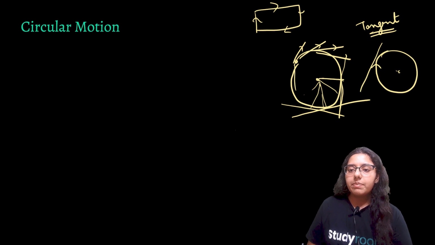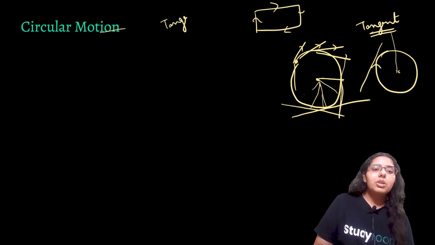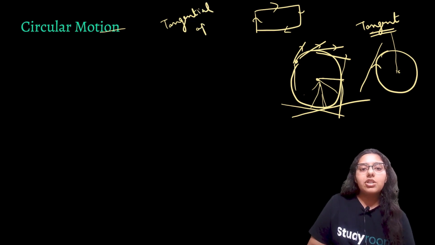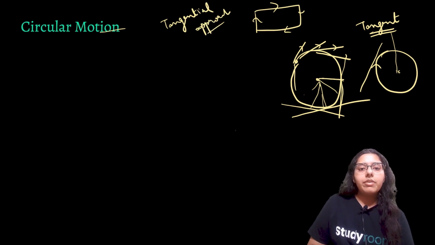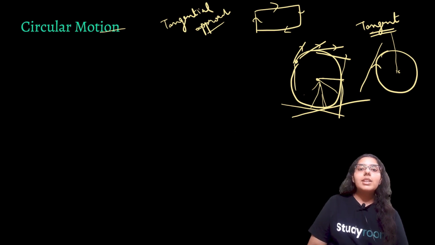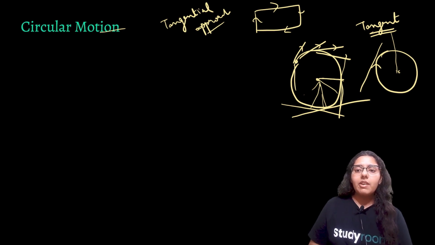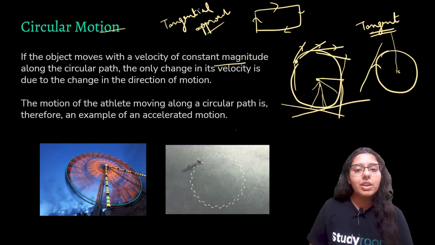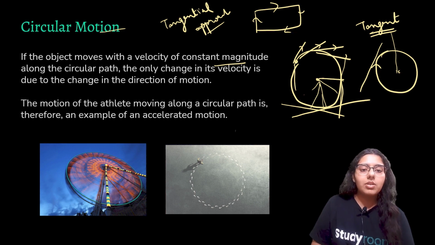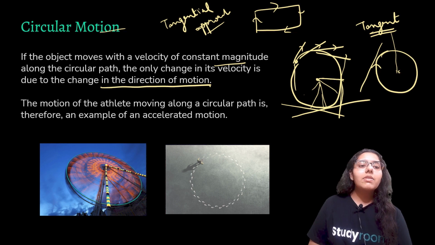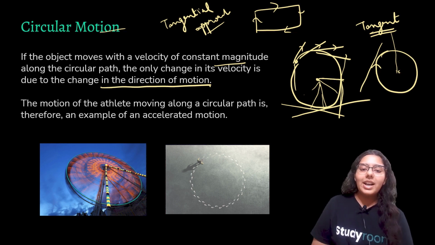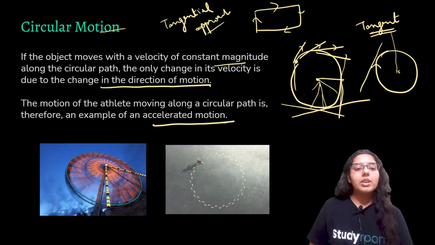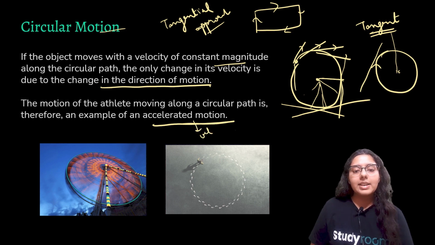In circular motion, if the object moves with a velocity of constant magnitude along the circular path, the only change in its velocity is due to the change in direction of motion. The motion of the athlete moving along a circular path is therefore an example of accelerated motion. Why acceleration? Because velocity is changing every moment. Even when the magnitude is the same, direction is changing, and we know velocity has two things, magnitude and direction. Even if only one of them changes, the velocity changes.